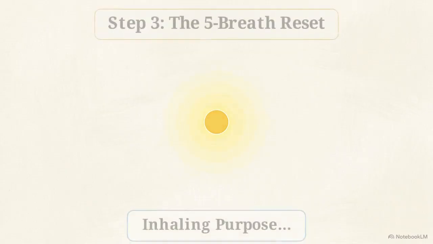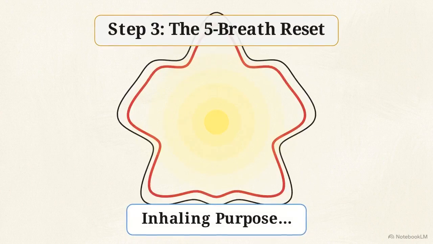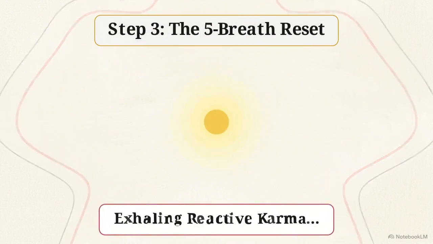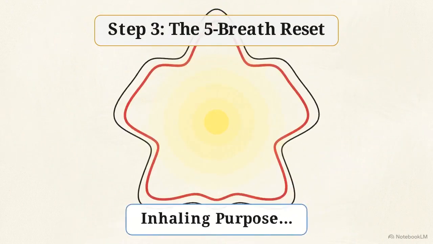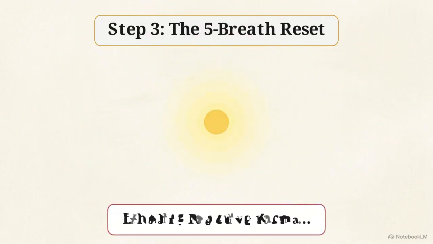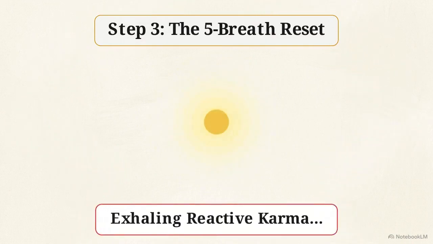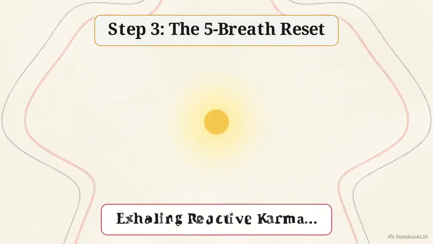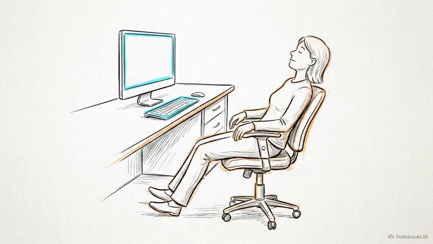Inhale deeply for 5 seconds and exhale slowly. Use these breaths to set your intention. Focus on inhaling purpose while exhaling reactive karma. This rhythm shifts your physiology, moving your brain out of fight or flight and back to focus. These 2 steps sever the connection between the external trigger and your internal reaction, placing you back in operational control.